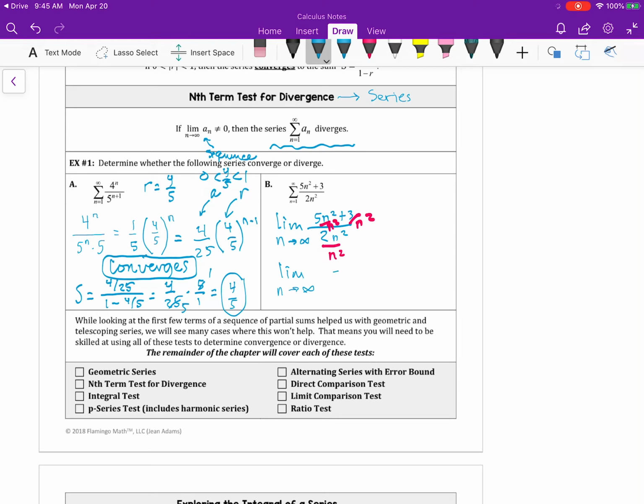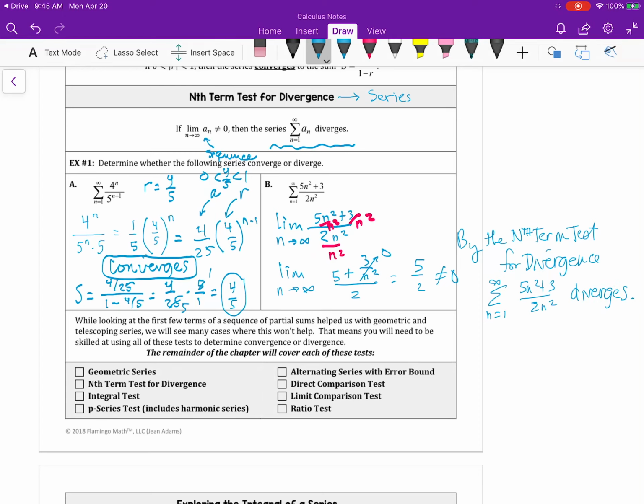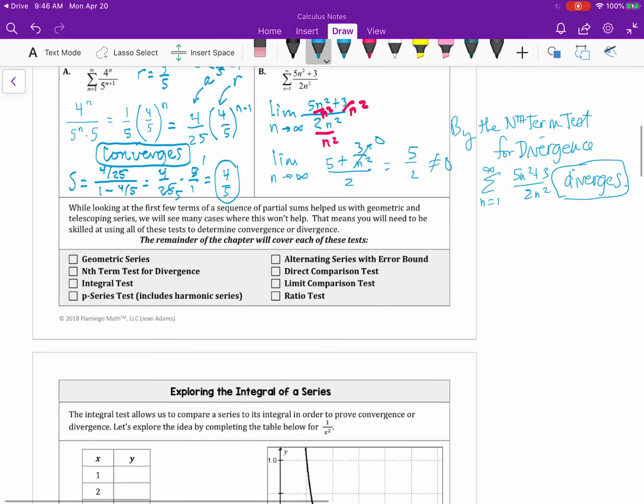So when I look at this, here's another way to look at it: you can say, I'm going to divide everything by n squared. That's going to give me the limit as n goes to infinity of 5 plus 3 over n squared, divided by 2. And then this one's going to go to 0. So I'm going to get 5/2, which is not 0, right? And so by the nth term test for divergence, the series summation n equals 1 to infinity of 5n squared plus 3 over 2n squared diverges. Okay, so this one diverges.